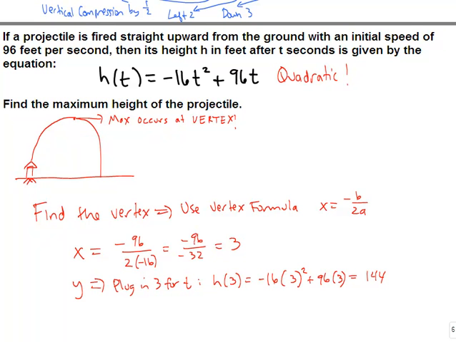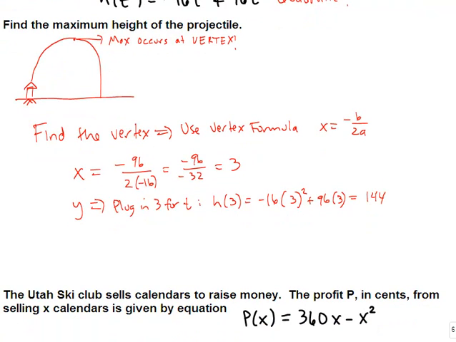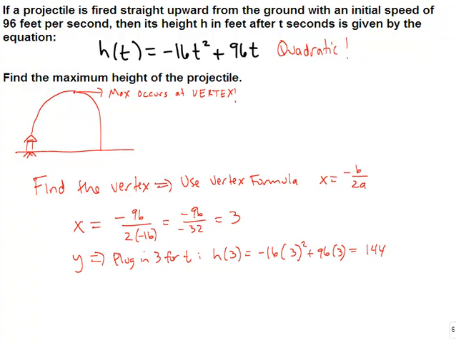To finish off the answer, what is our final answer? Is it 3 or is it 144? So you have to identify what these two values are. One's your x value, one's your y value. So we want just the maximum height. So we want to know which one of these is our height.